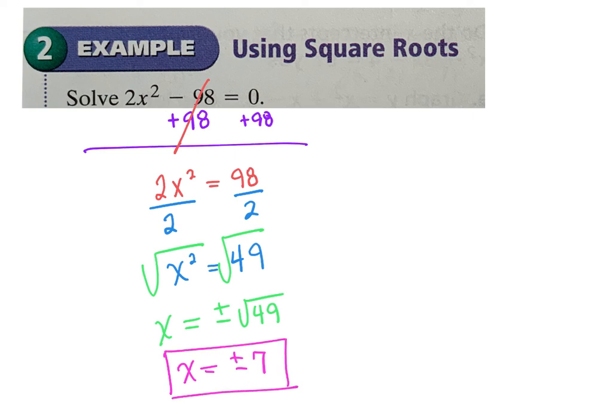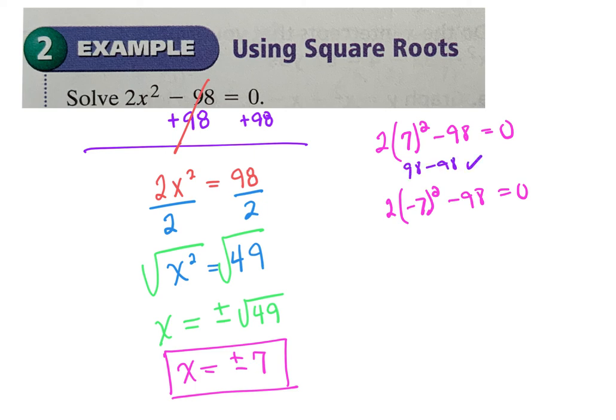And I can always check it. I can say, well, 7 squared minus 98, and -7 squared minus 98. And if you follow through and figure out what that is, 7 squared is 49, 2 times 49 is 98. That works. -7 squared is also 49. 49 times 2 is 98. And you can see that you have the right answer. All right. So your goal is to move away a number that doesn't have the x squared with it, and then to divide by the number in front of it. So go ahead and solve A, B, and C.